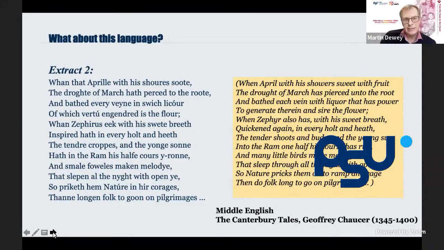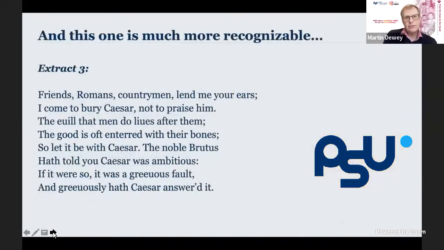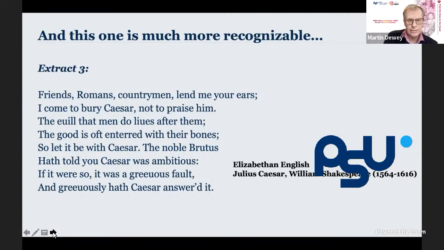What we can see next, extract 3, possibly this one is much more recognizable. Probably more of you will be familiar with this. It's much easier to read. So extract 2, lots of familiar words, but it's very difficult to know how to read that. And it does require some translation into modern English. This is from, if you haven't recognized it, Shakespeare. All right, so this is Elizabethan English. This is what we regard as early modern English. All right, so it's when modern English first begins.